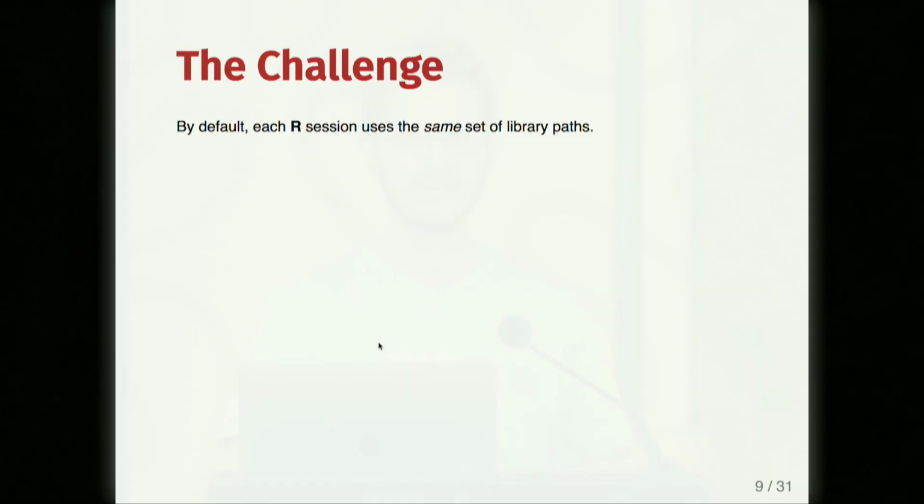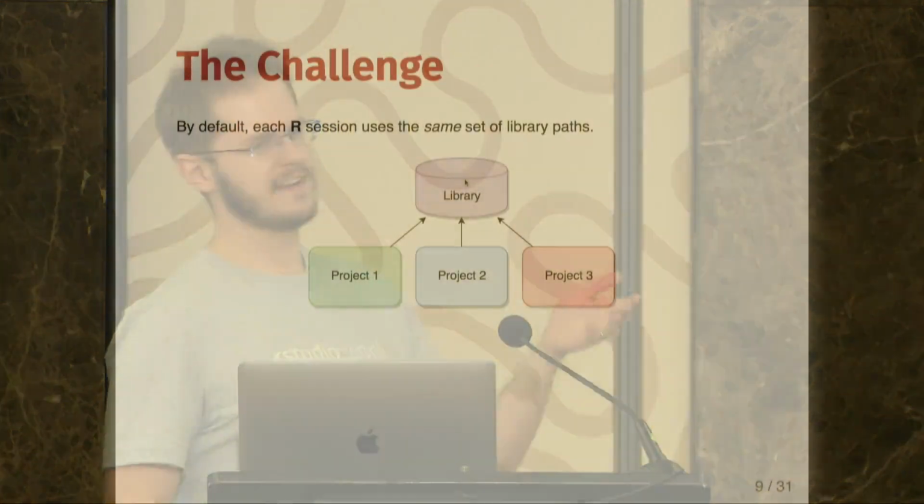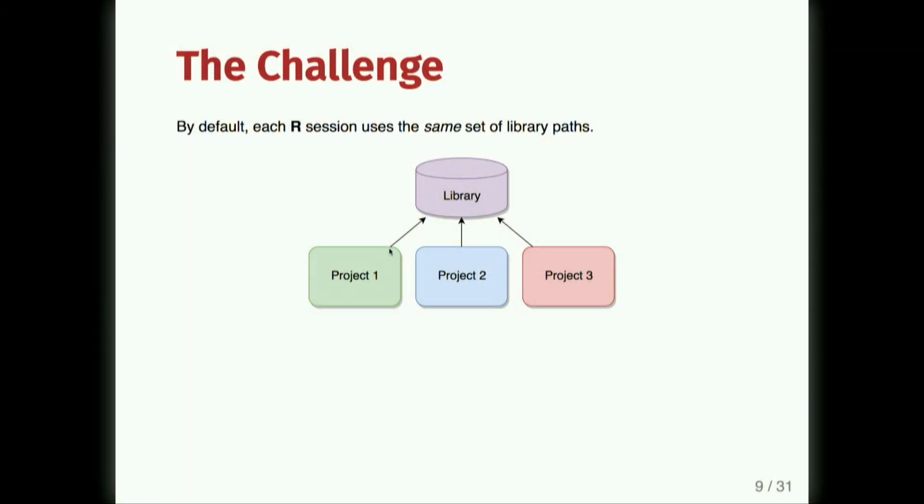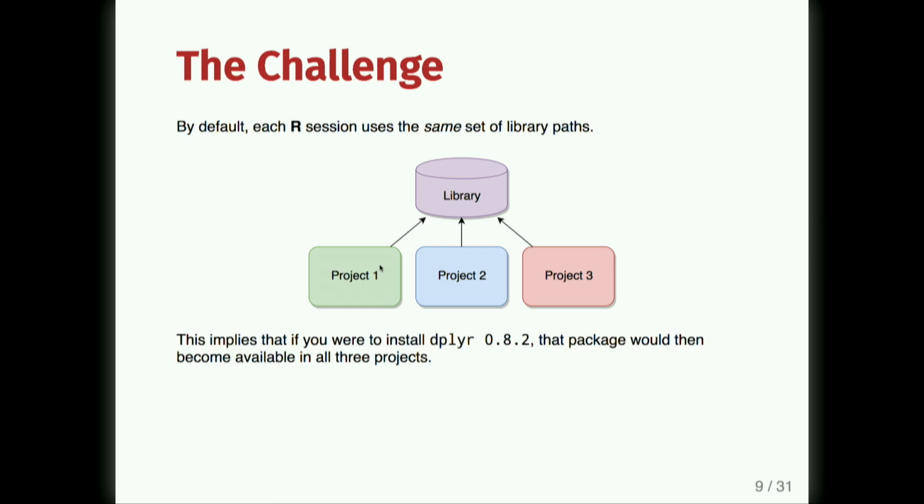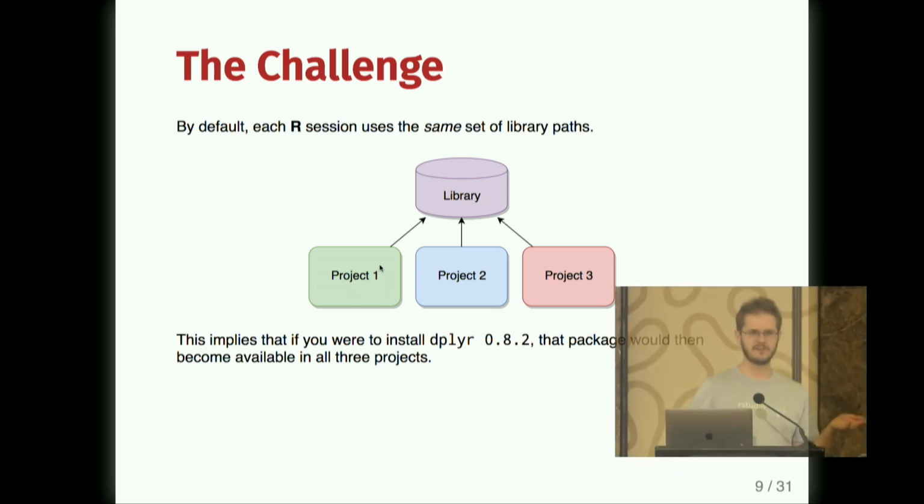All right, so what is the challenge here? By default, each R session is going to use the same set of library paths. It's really multiple libraries, a set of library paths. And all the projects on your system, unless you're already managing your library paths in some way, are going to use those same library paths. What does that mean? It means that, say, if you had dplyr 0.8.2 in that library, that's the package that you're using in every one of your projects.